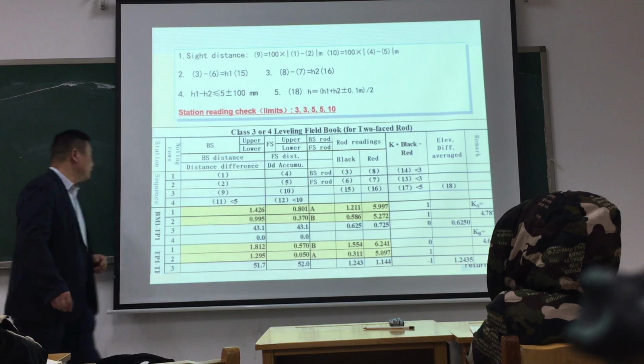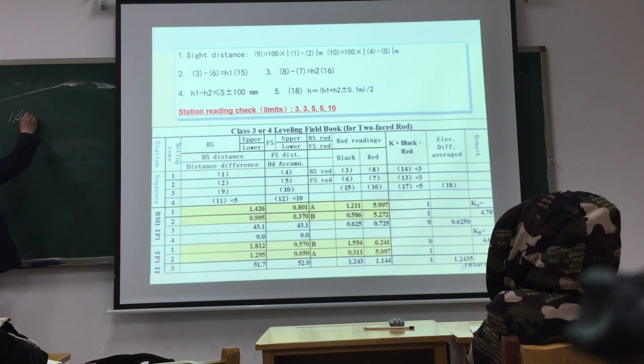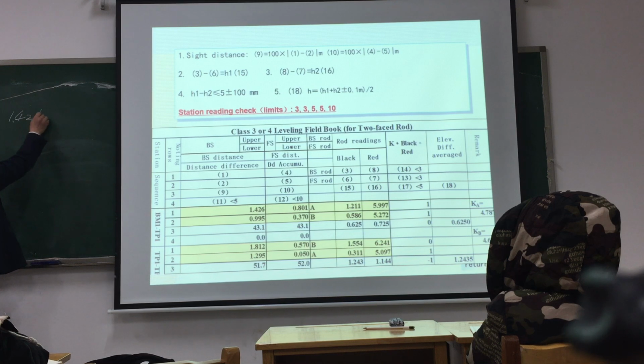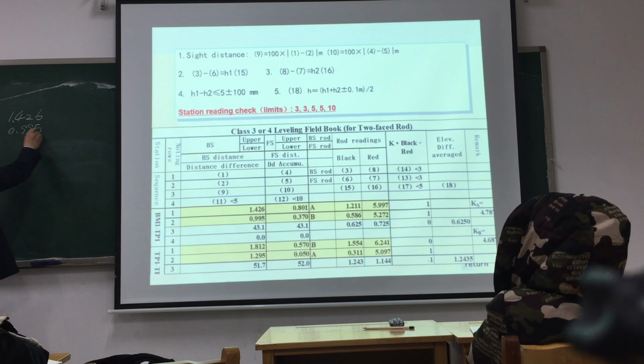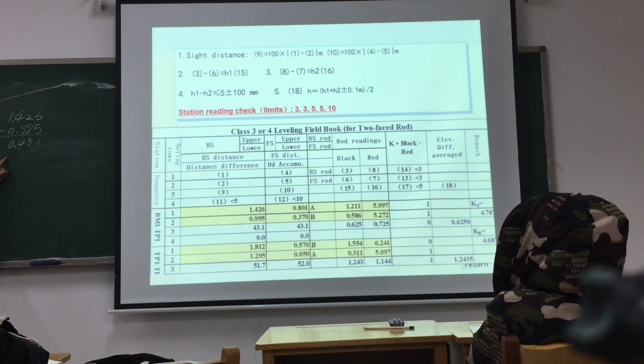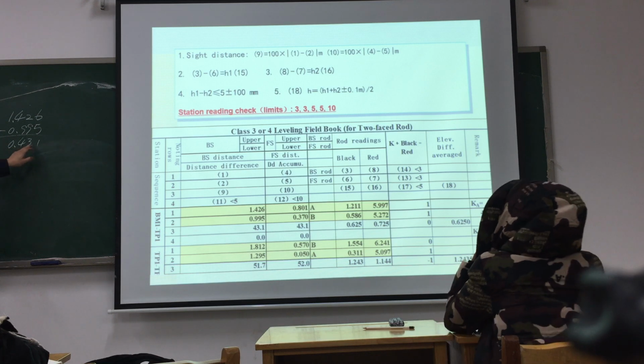For example, here is 1.426 and 0.995. Okay, so 1, 3, 8, 4. The unit is meter, because here, it is meter. Multiplied by 100. That means the point moved from this to this.